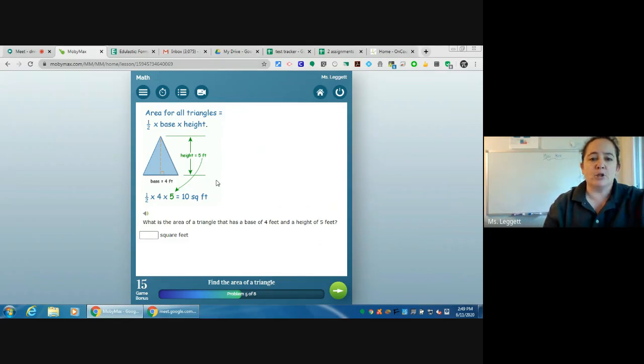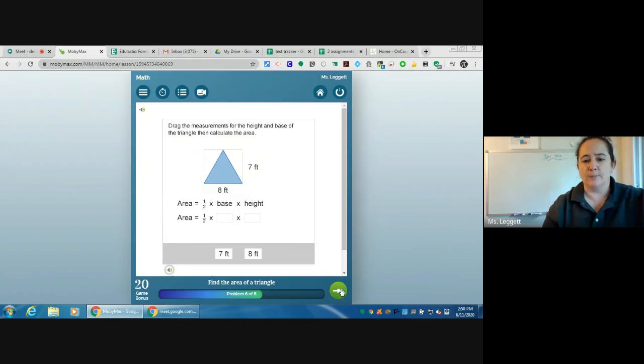Okay? Now they actually have worked out the equation for you to show you that half times 4 is 2 and 2 times 5 is 10. The other way you could look at it is 4 times 5 is 20 divided by 2 is 10. Okay, but no matter how you look at it, you get 10. And I want to make sure that you understand that here. What is my base? My base is 8.